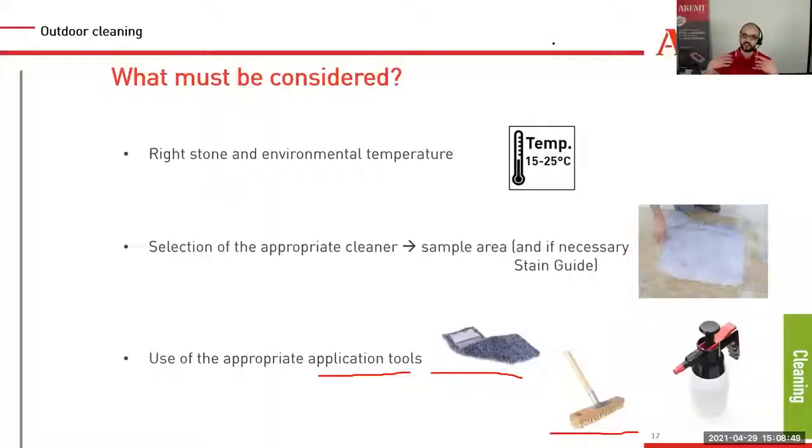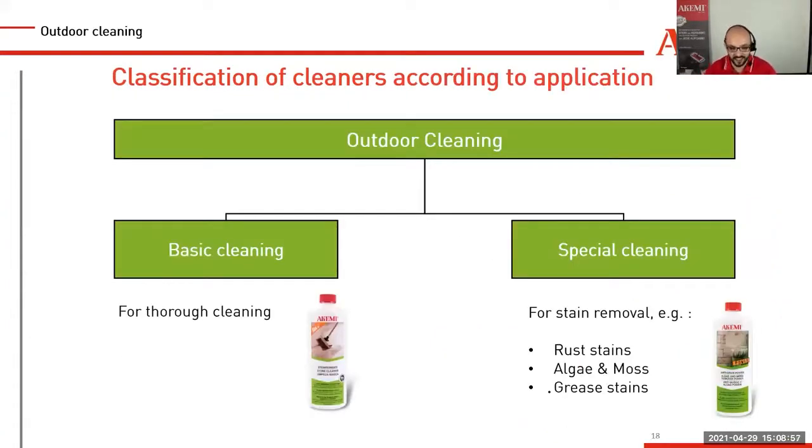Let's go here again to the presentation. We have quite a lot to share in this 45 minutes, so it's quite sped up. And you can see the classification of cleaners according to the application. As you can see, outdoor cleaning has just two basic elements: the basic cleaning, and the special cleaning. First of all, in most cases, a basic cleaning is absolutely enough for your garden, for your outdoor surfaces. So we will start with it.